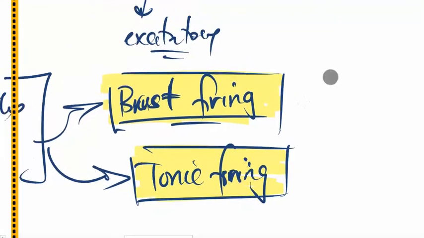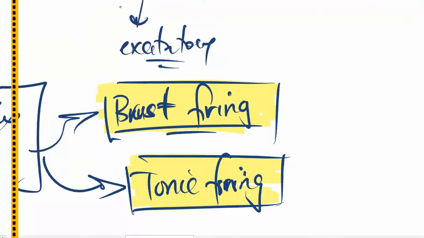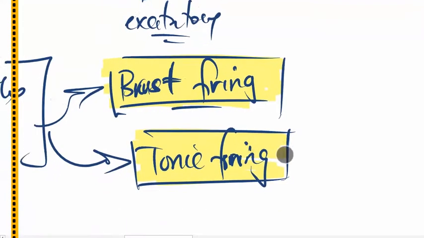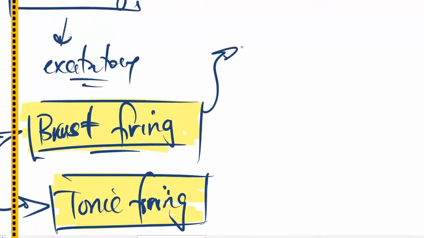Now this should conceptually make sense, because what is more noticeable, burst or tonic? Tonic is almost like a flatline, but a burst stands out. So the burst firing is usually the signal that is used to wake you up from sleep.